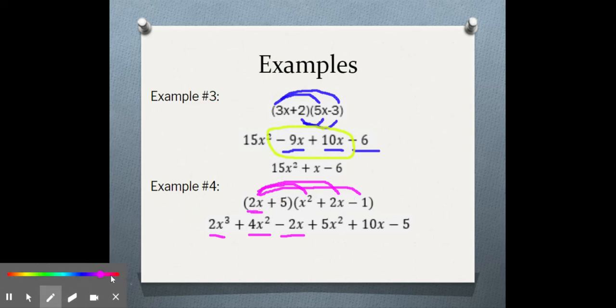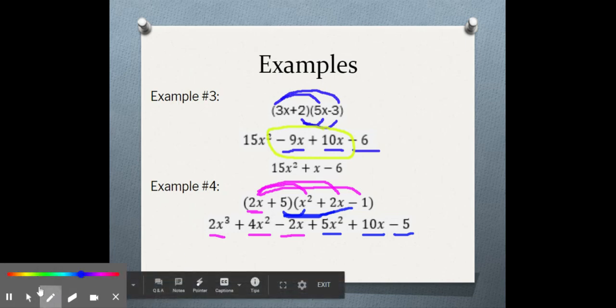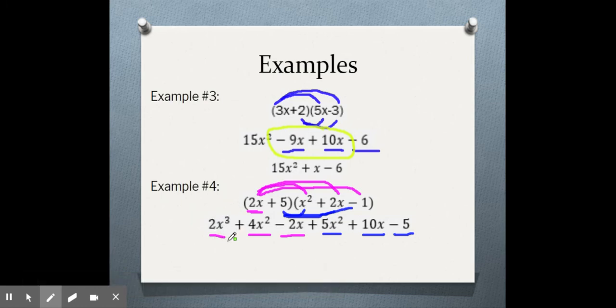Now I have to go through and do my next values of the 5. So now I'm going to do 5 times x squared is 5x squared. 5 times 2x is a 10x, and then 5 times a negative 1 is a negative 5. So I went through and did all of those values. Now my last step is to combine like terms, and I see that I don't have any more cubes, so that's just going to drop down here.